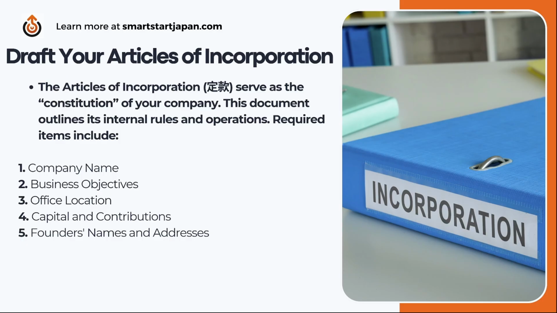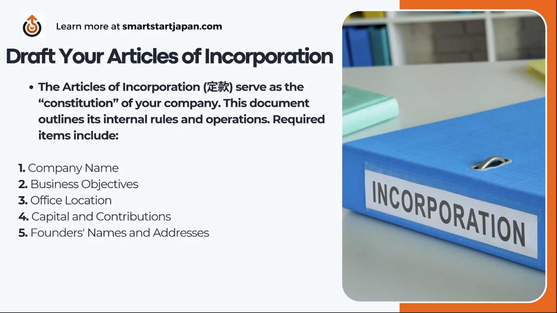Second is your business objective. Clearly define what your company will do. This is essential for both your registration and future stakeholders. You can also include potential future activities to give your company flexibility. Third is your office location. Specify the registered address of your company. This will be your official business location.